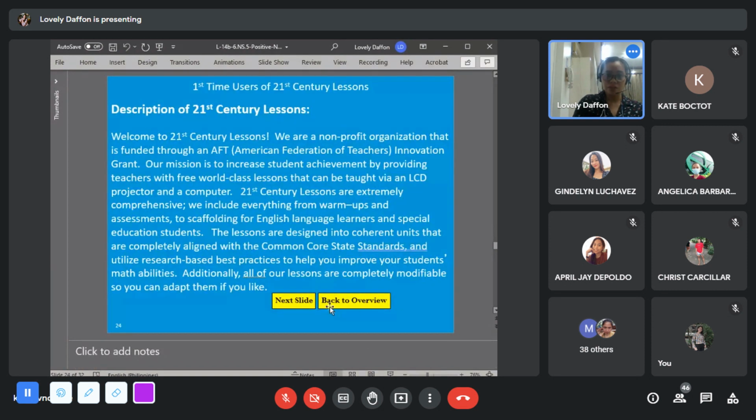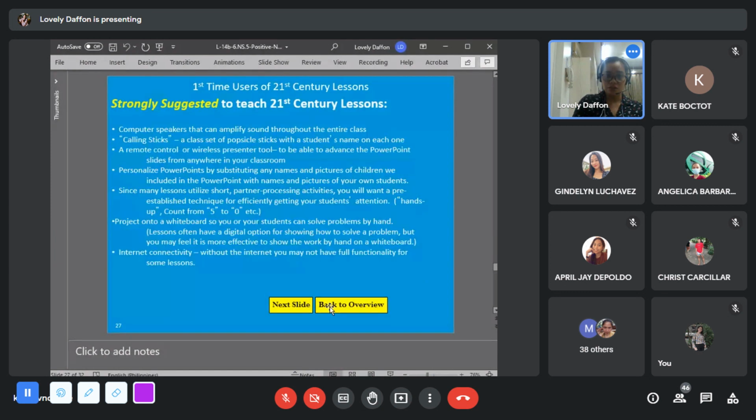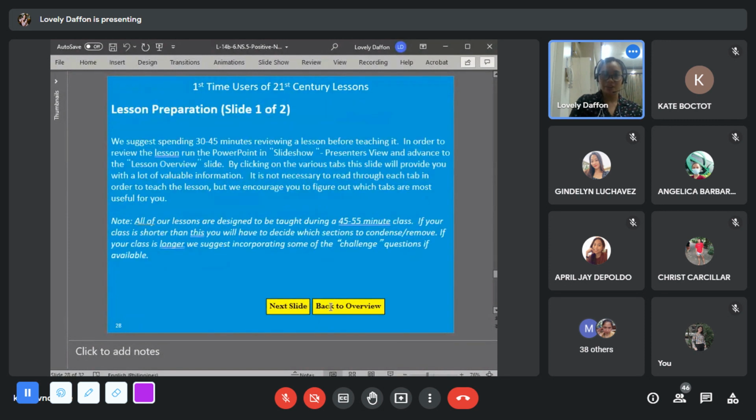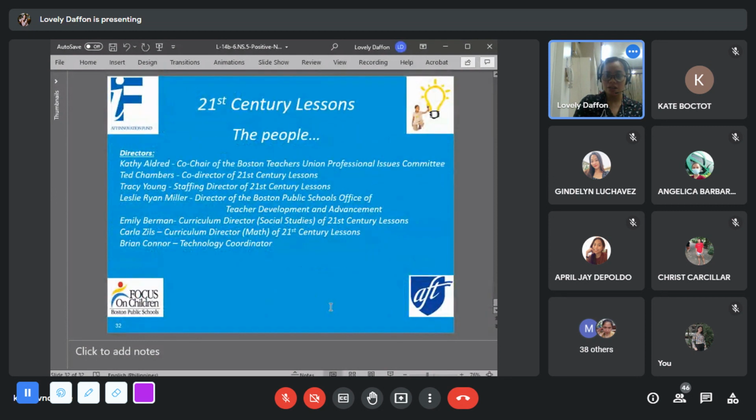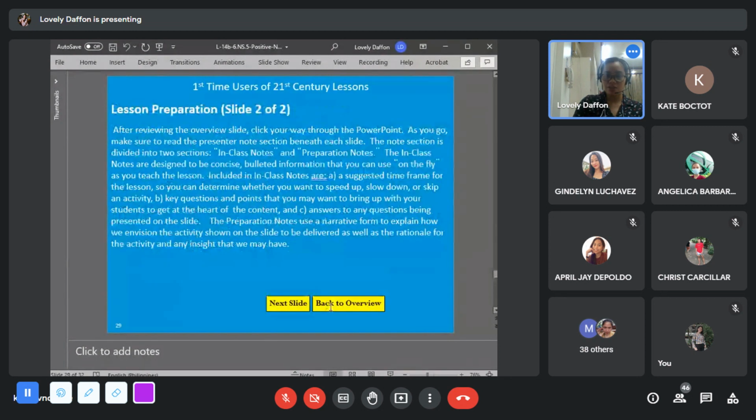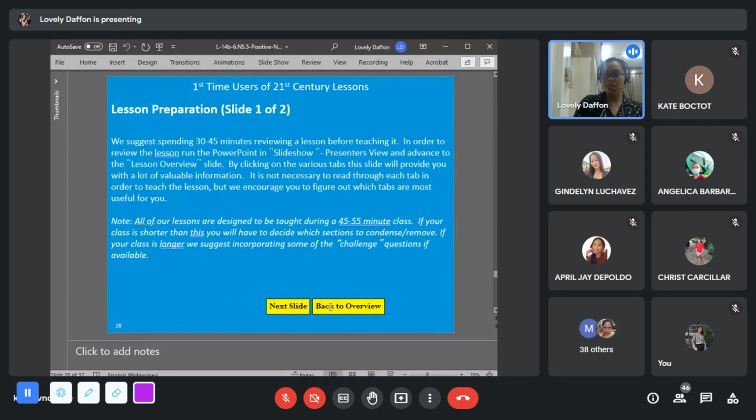Okay, so these are just some of the teaching suggestions. Internet connectivity: without the internet, you may not have full functionality for some lessons. Correct. These are just tips and suggestions. So I will be giving you this one. I think I already sent it yesterday, but I will send it again so you can read it.